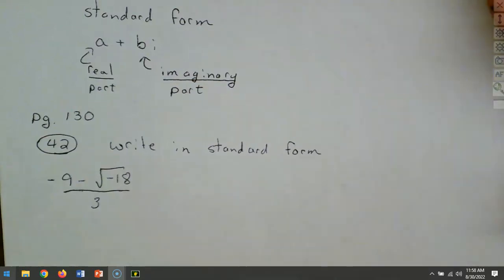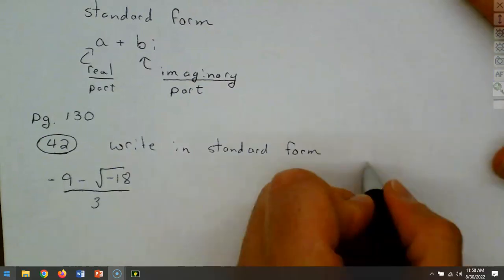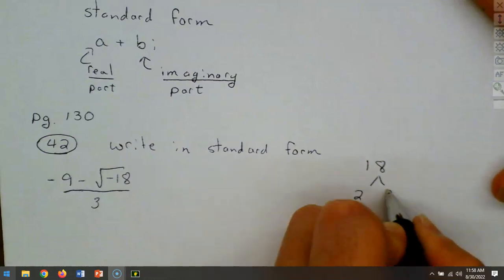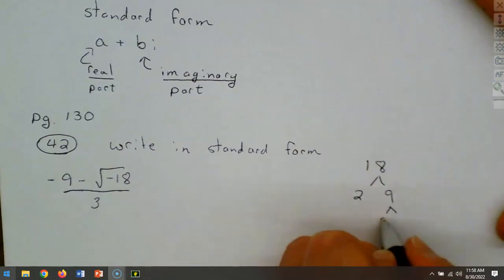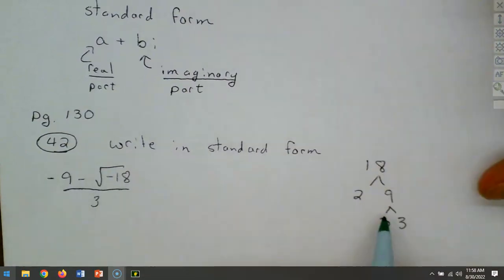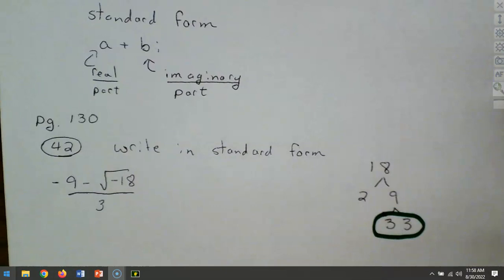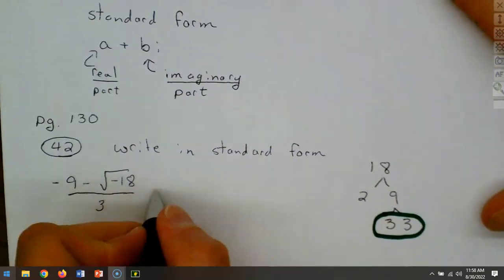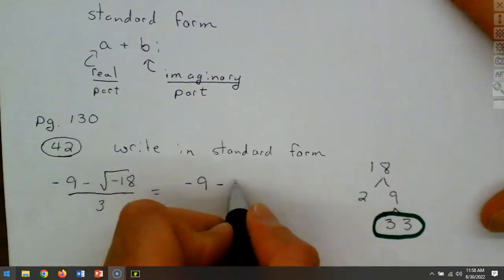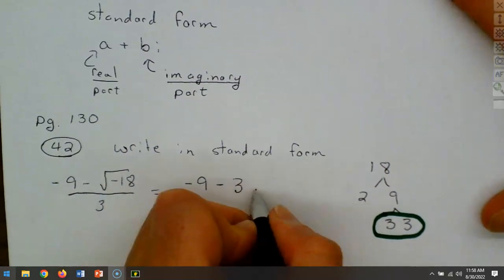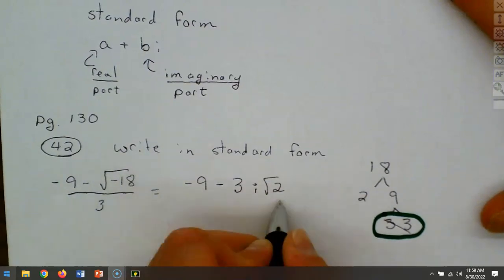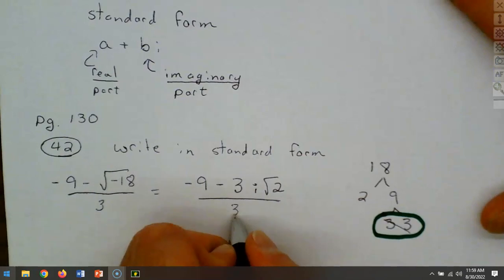Now the first thing we do is we break up the 18. So 18 will break down into 2 and 9, and then 3 and 3. So now the 3's are going to come out. And we can now rewrite this as minus 9 minus, the 3 comes out, I comes out with it, and what's left over? 2, and that's over 3.